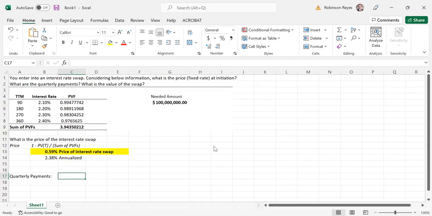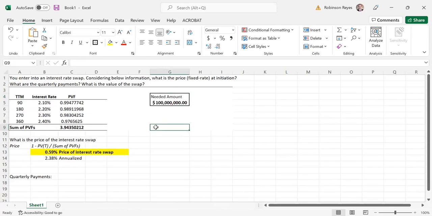When we look at the quarterly payments, we first have this needed amount that I should have introduced earlier, and this is the amount of money, the notional amount.